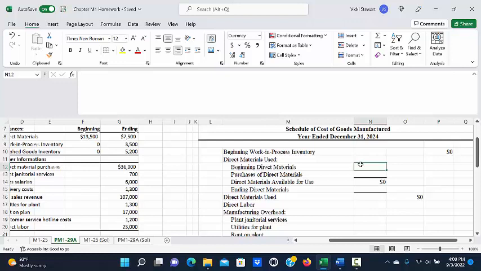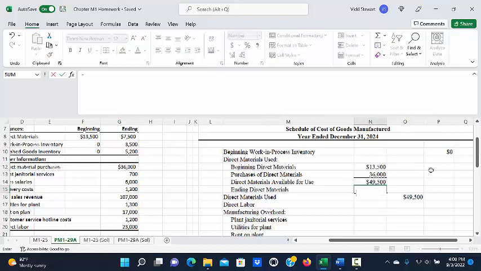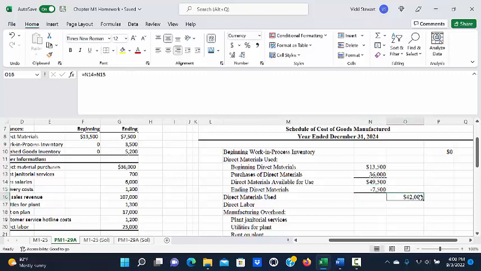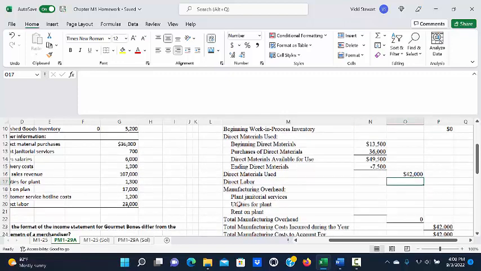We start out with our direct materials beginning inventory, which was $13,500, and then we add to that our direct material purchases, which were $36,000, and that gives us direct materials available for use. Then we subtract our ending direct materials inventory, which was $7,500, and we get our direct materials that were used of $42,000. Now we need to record our direct labor, which the problem stated was $23,000.